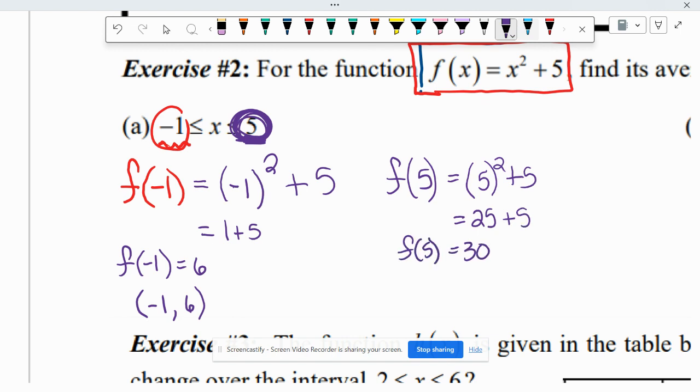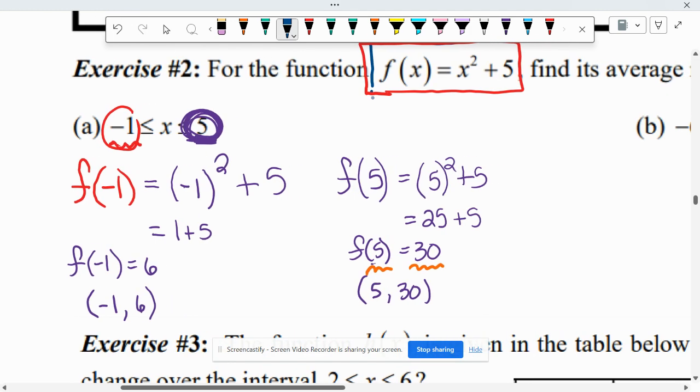But what ordered pair does f of 5 represent? It represents the ordered pair of 5, 30. Because this says when I input a 5, my output is a 30. So it's just an ordered pair. So now we're going to take those two values and do what with them? Calculate the slope, the rate of change.